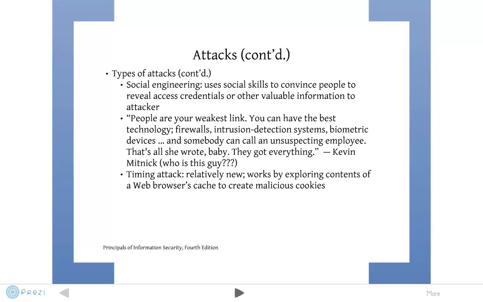All right, that takes us to social engineering, because people are your weakest link. You can have the best technology, firewalls, intrusion detection systems, biometric devices, and somebody can call an unsuspecting employee. That's all she wrote, baby. They got everything. Okay, so people are the weakest link, but in a way, people also are the strong link, because we can think out of an algorithm. We can think about some of those hacks that are not yet put inside of a firewall. So we are the ones also to create the defenses. So it's the weakest link, but it's also the part of the chain that can strengthen it.